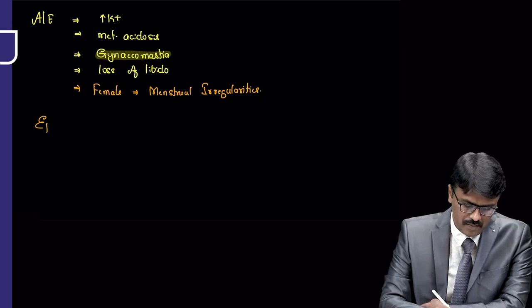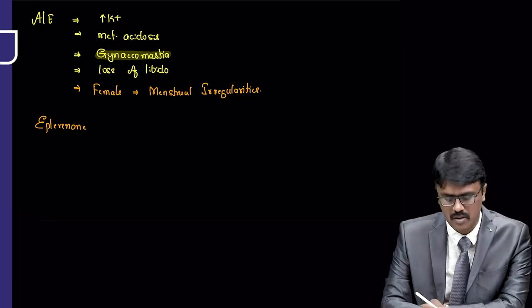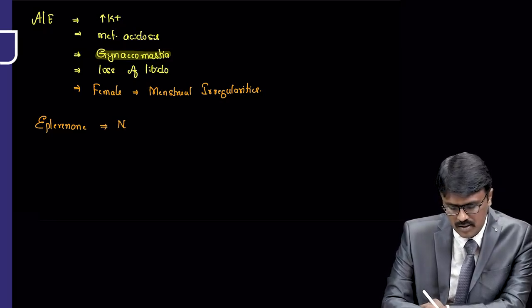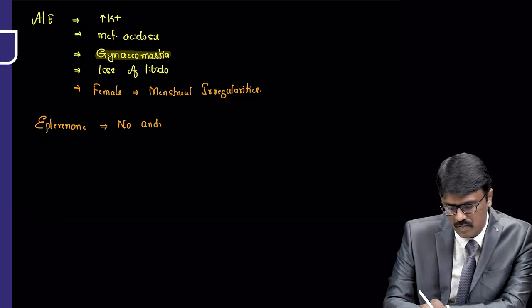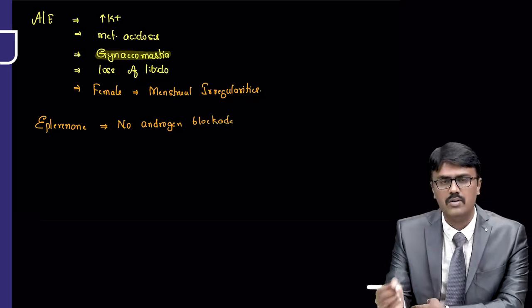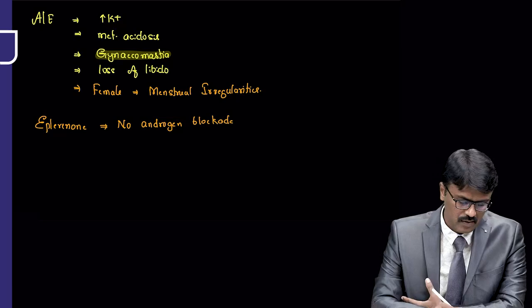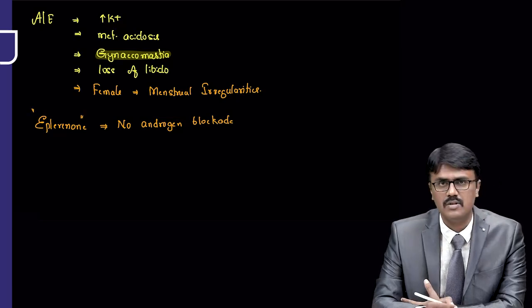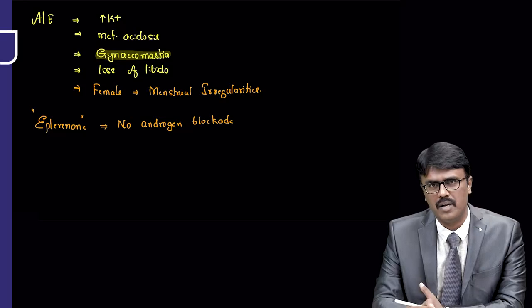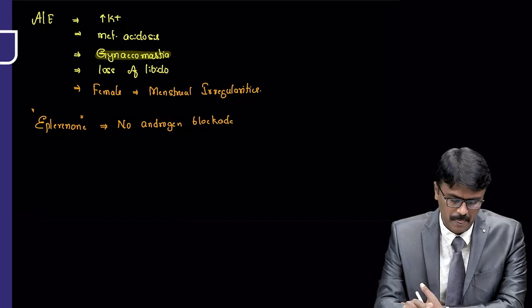What about eplerenone? Eplerenone, everything is same to same like spironolactone, but the only advantage is no androgen blockade. So it doesn't have androgen blockade, it doesn't have the progesterone blockade, so there is no risk of gynecomastia, loss of libido. Otherwise, everything what we discussed for spironolactone, the uses, adverse effects, all are same for eplerenone. So that is the important point.